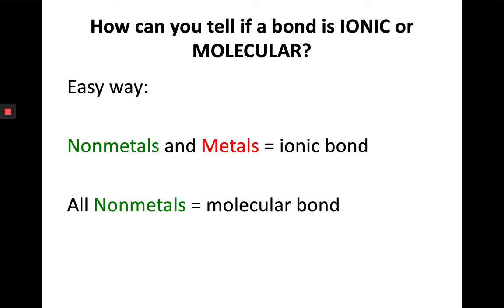So how can you tell if a bond is ionic or molecular? Well, it's quite easy actually. If a metal is bonded to a non-metal, it's an ionic bond. If they're two non-metals, then it's going to be a molecular bond. So when we're talking today about molecular bonds, we're only talking about non-metals.